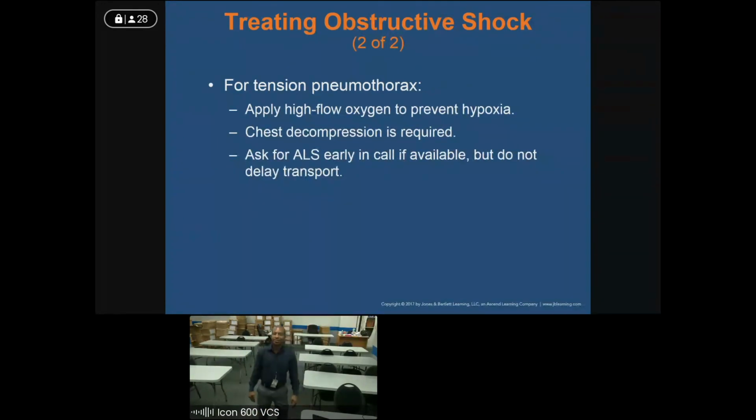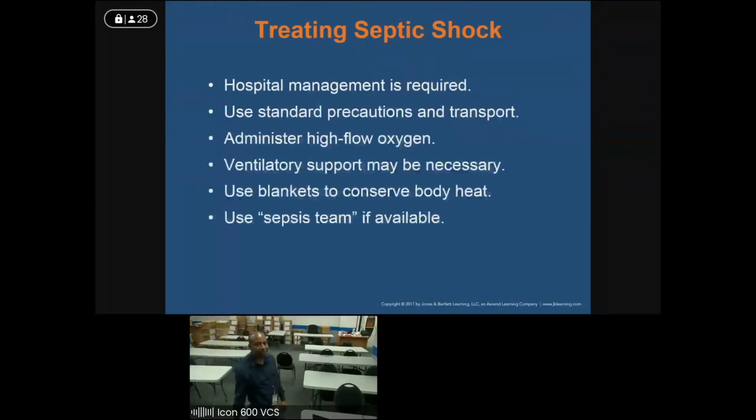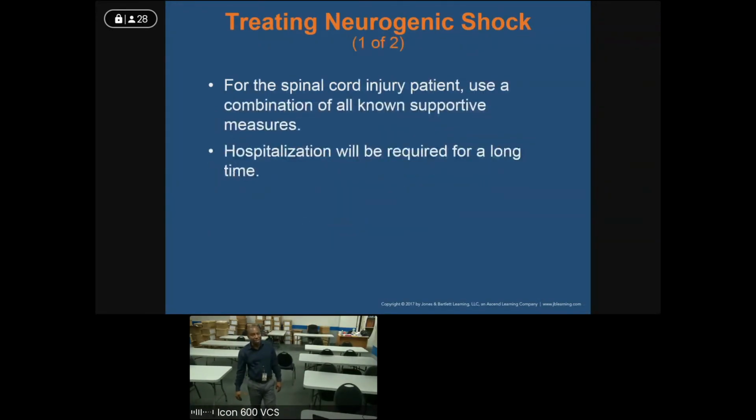Tension pneumothorax, we can manage that one, right? Needle decompression, we do that one. That one's a little safer than treating the cardiac tamponade. Septic shock, we can't treat that in the field. We can give fluid, plenty of fluid, as the patient can tolerate, but more or less we manage that in the hospital. Neurogenic shock, of course, spinal cord injury, we immobilize, treat for shock, right, which includes rapid transport.